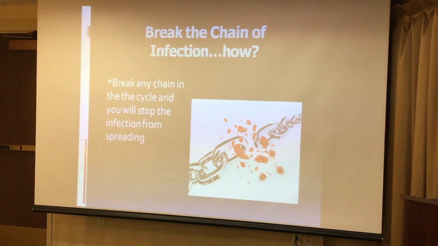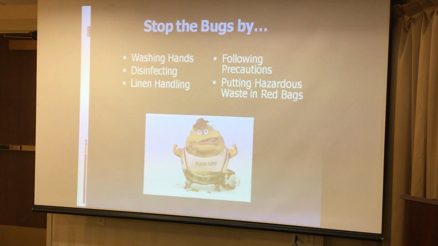So how do we break the chain? Well, there's ways to break the chain. So we're going to talk about that to help keep that infection from spreading. And that is a lot of things that we can do, both for the residents we care for and for ourselves. So I'm going to address both of those things. So first, we got to stop the bugs. That's our first link in the chain. How do we do that? So washing hands, of course, you're going to hear me talk a lot about that. Disinfecting, how we handle linen, following standard precautions, and then putting hazardous waste in those red bags, and doing that at the point of use.